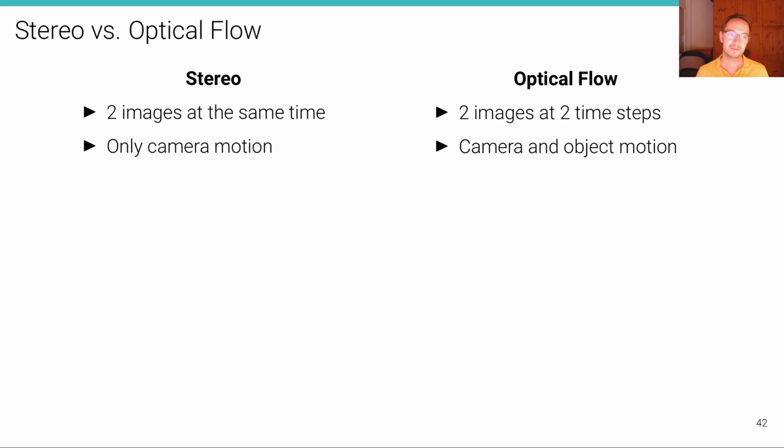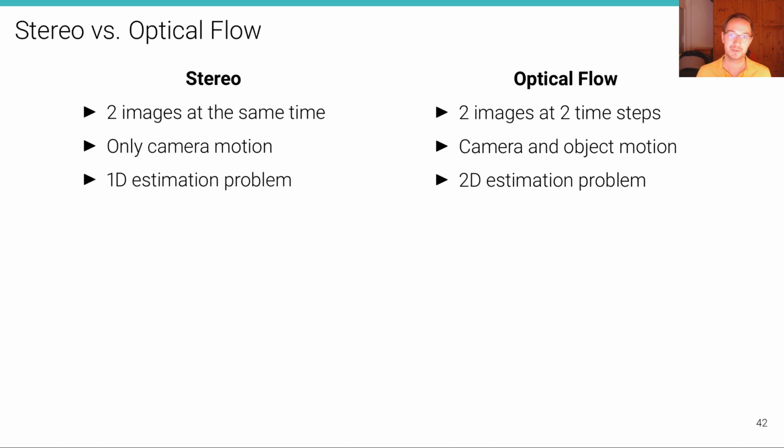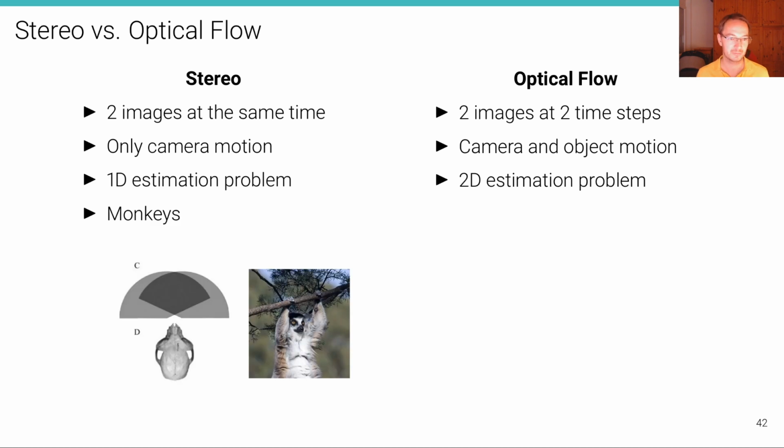This means that in stereo, we only consider camera motion, while in optical flow, we consider both camera and object motion. And therefore, stereo is a 1D estimation problem, while optical flow is a full 2D estimation problem. Unlike in stereo, we can't exploit epipolar geometry here. Things may move arbitrarily. We don't have anything that we can exploit. So it's a much harder problem.